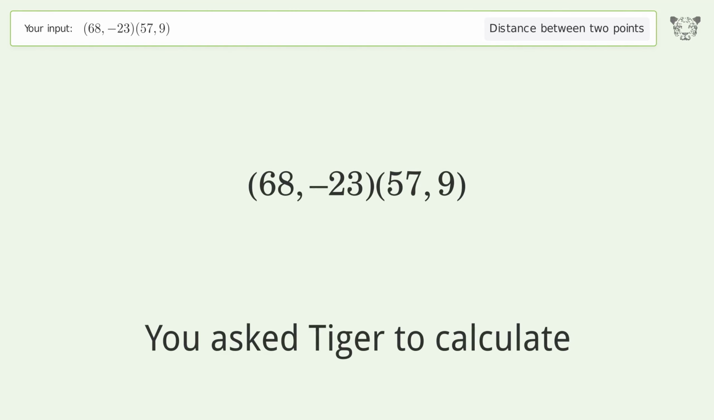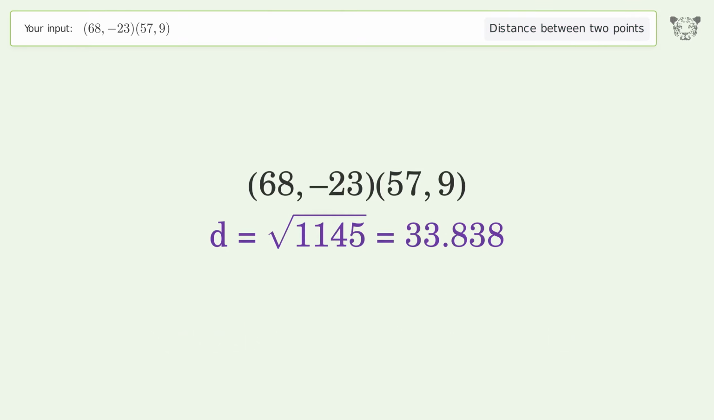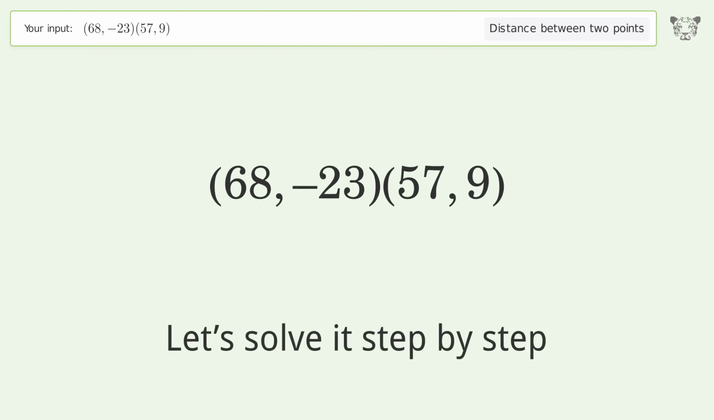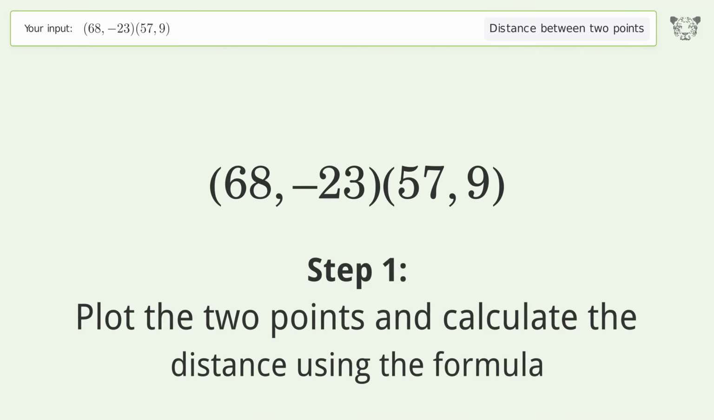You asked to calculate the distance between 2 points. The distance between the 2 points is the square root of 1145, or 33.838. Let's solve it step by step. Plot the 2 points and calculate the distance using the formula.